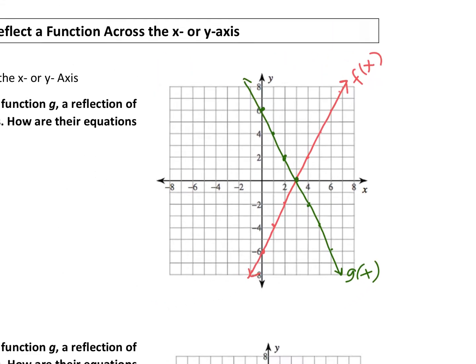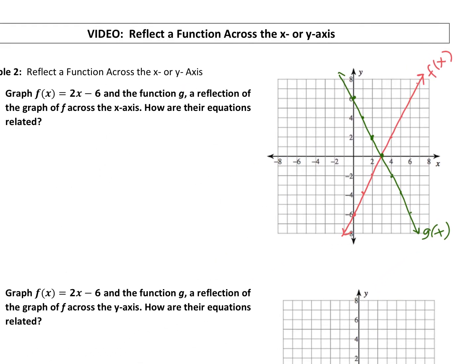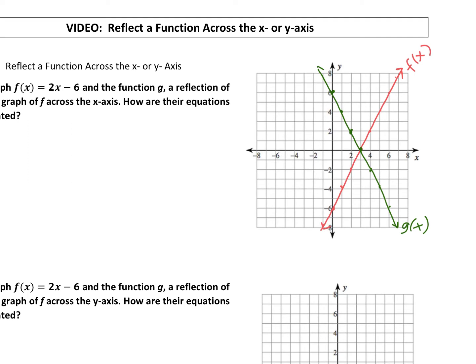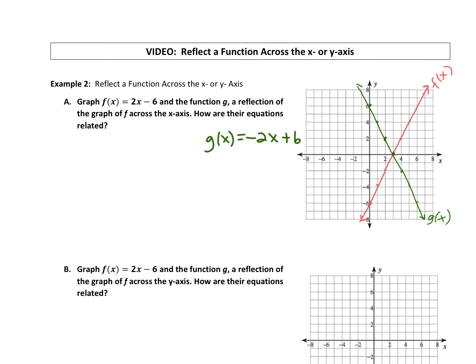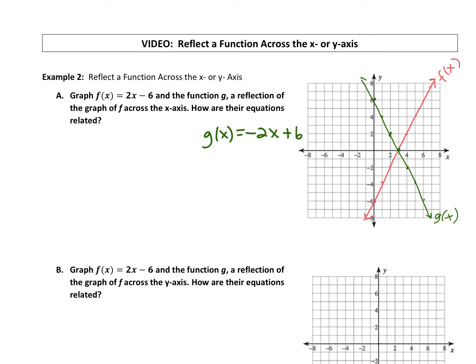Okay, now they want us to compare the equations. Well, that is a linear function, so we could come up with the equation of g of x just by looking at it. G of x equals our slope, if you follow from point to point, down 2 over 1, down 2 over 1, down 2 over 1. So our slope is negative 2x, and our y-intercept, we started up here at a 6 on the y-axis, so plus 6.